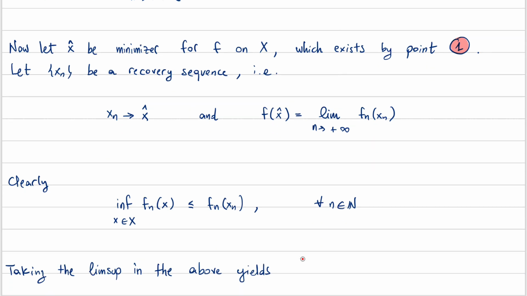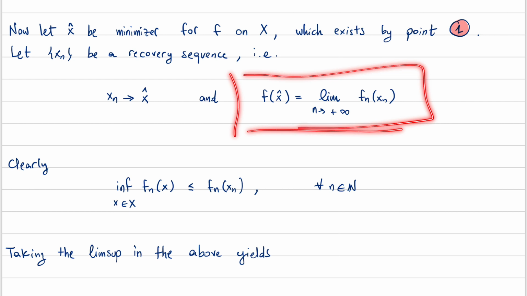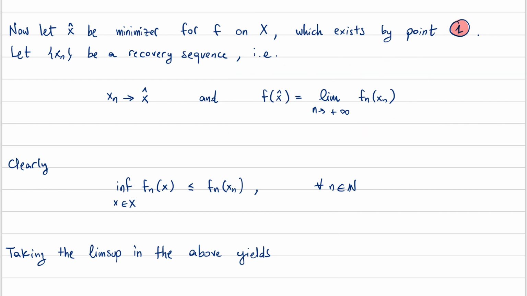So to do that, let x hat be a minimizer for f on X, which exists by point 1, and let x_n be a recovery sequence for x hat, meaning that x_n converges to x hat and the energies converge to the right thing. So clearly, this is trivial, you have that the infimum of f_n over the whole space is less or equal than f_n evaluated on this recovery sequence for every n in N, since this is just an arbitrary point.